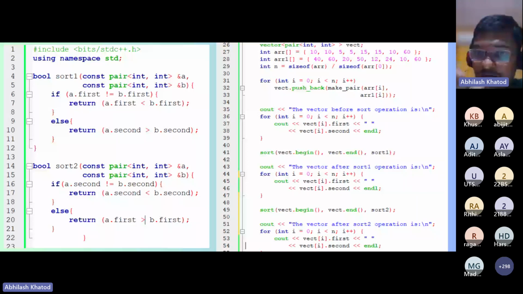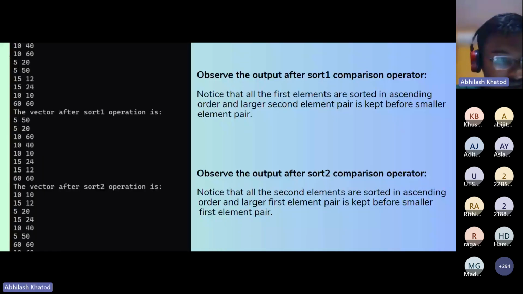What I have done is I have made a vector of pair of integers and named it vect. The line numbers 31 to 33 just make pairs of those elements, arr of i and arr1 of i. So 10 and 40, 10 and 60, 5 and 20, 5 and 50 will get paired up. I'll show you how. The vector before the sort operation, what I was telling you, is 10 and 40, 10 and 60, 5 and 20. Like this, they will get paired up. I hope you get it. Now we'll use the sort function. Wait, I'll tell you how.